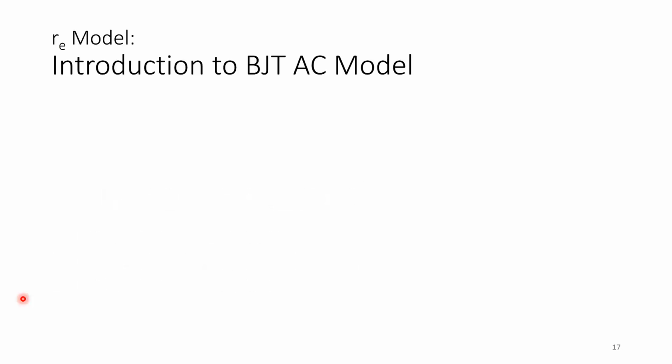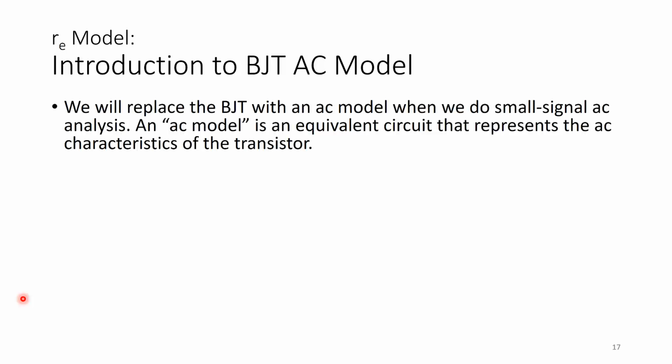So the RE model in general, again, introduction to the BJT AC model. I'm repeating myself again and again because I find that sometimes when you're doing analysis you lose track whether you're in the DC world, or you're in the AC analysis world. So we will replace the BJT with an AC model when we do small signal AC analysis. An AC model is an equivalent circuit that represents the AC characteristics of the transistor.